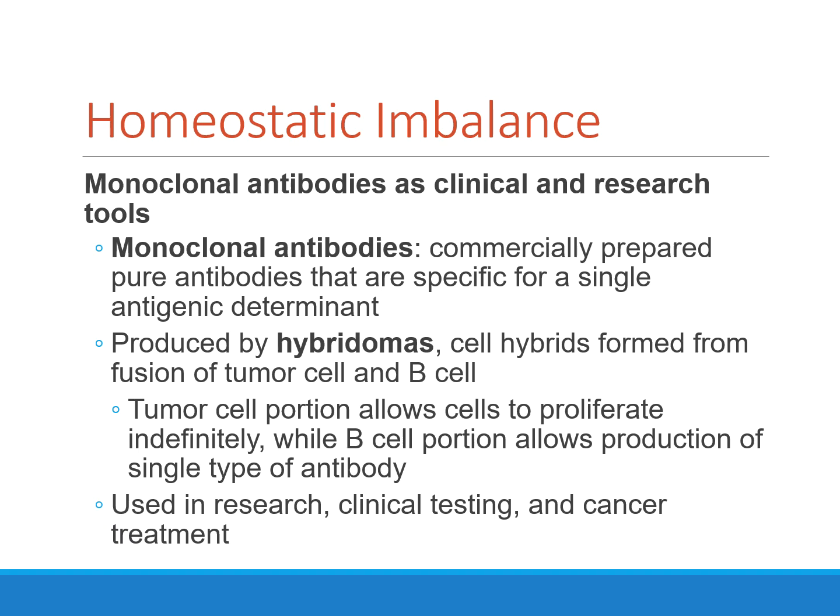We use monoclonal antibodies as clinical and research tools. Monoclonal antibodies are commercially prepared pure antibody that are specific for a single antigenic determinant. These are produced by hybridomas, which are cell hybrids formed by the fusion of a tumor cell and a B cell. The tumor cell allows the cell to proliferate indefinitely, and the B cell part of it is going to allow for the production of the antibody. Basically, we genetically modify the tumor cell so it's not dangerous anymore, but it still has that ability to massively proliferate, which is the hallmark of a tumor cell. We use these in research, clinical testing, and for cancer treatment.